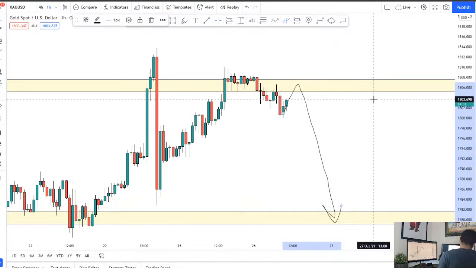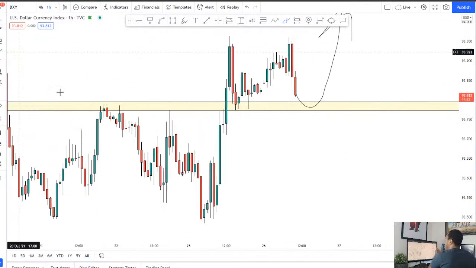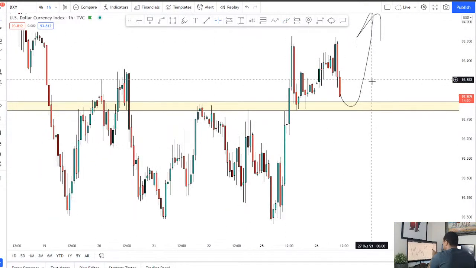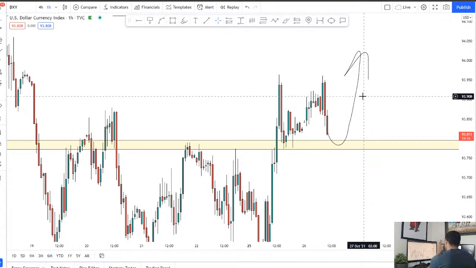Again, gold is very involved with the DXY. If the DXY, because it's looking quite bearish now, if the DXY can hold that support and then continue up, that means DXY will be strong. That means we'll see strength in the US dollar. That means gold will come back down.